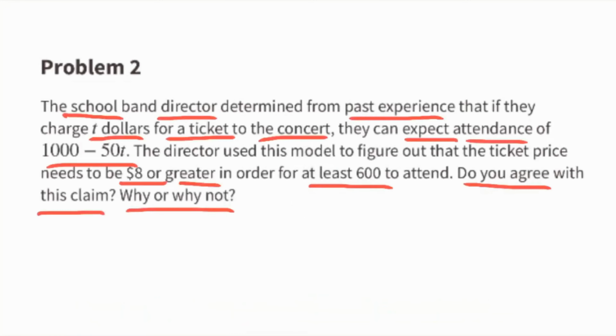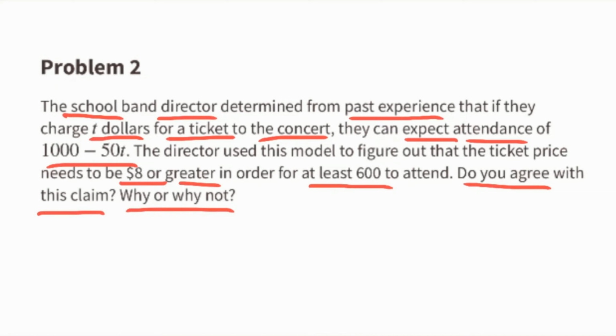Problem number 2. The school band director determined from past experience that if they charge $T for a ticket to the concert, they can expect attendance of 1,000 minus 50 times T. The director used this model to figure out that the ticket price needs to be $8 or greater in order for at least 600 to attend. Do you agree with this claim?